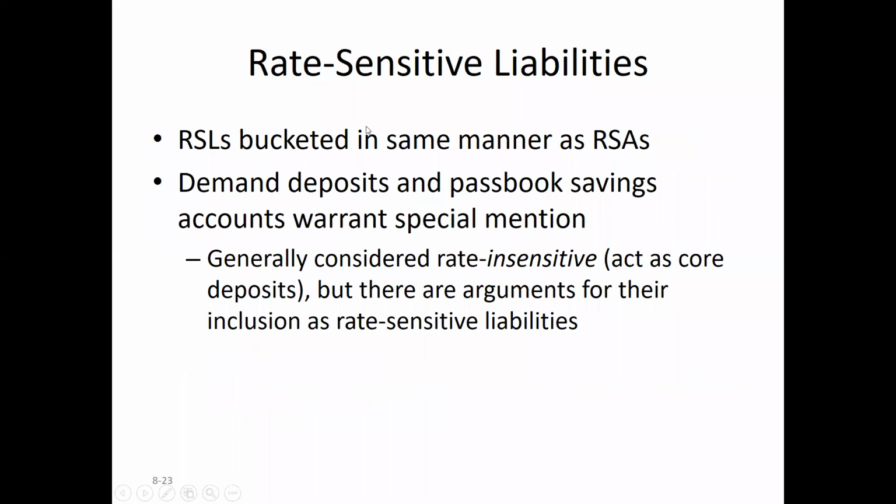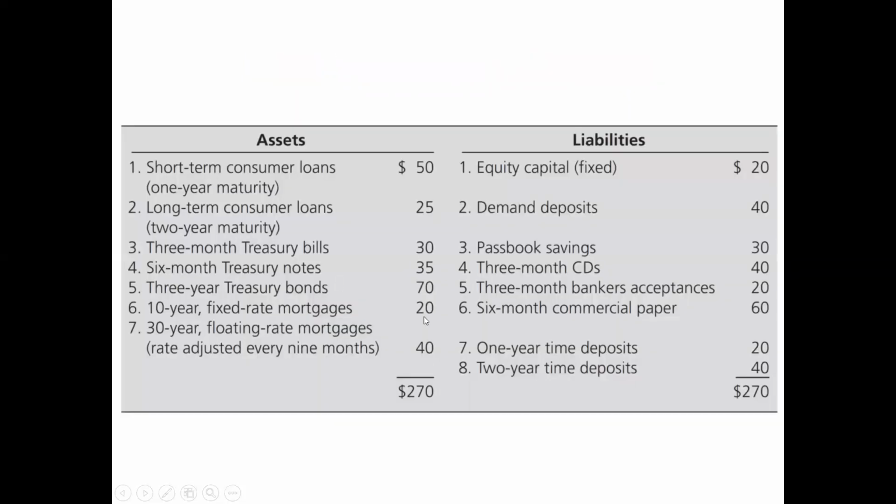So rate sensitive liabilities are bucketed in the same manner as the rate sensitive assets. Demand deposits and passbook savings accounts warrant special mention. They are generally considered rate sensitive, but there are arguments for this inclusion as rate sensitive liabilities. Some say the core deposit should not be included, but some financial institutions do include it actually.